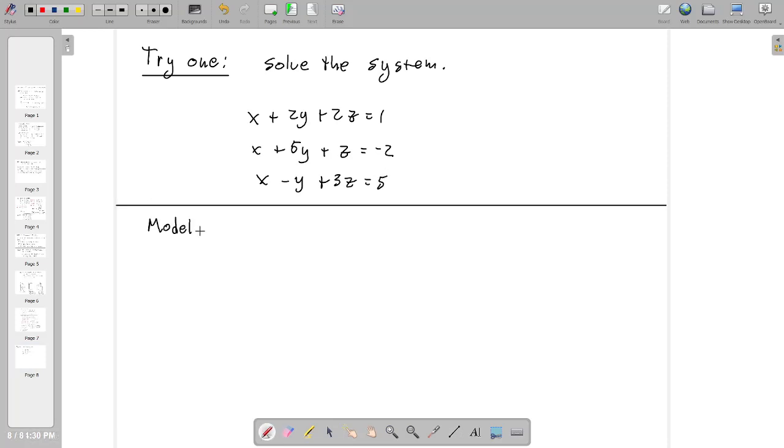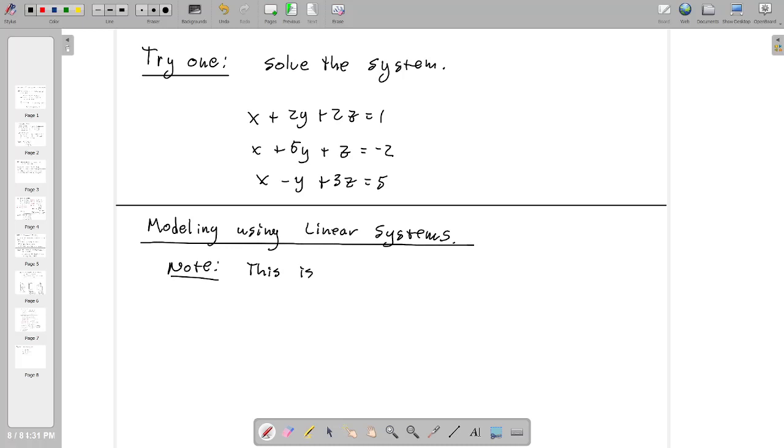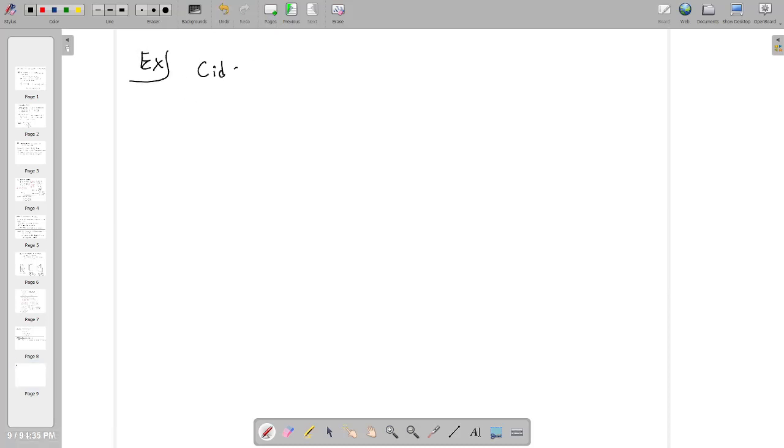All right, the next thing I want to talk about is modeling using linear systems. Note, this is an extension of modeling with two variables. Last section we talked about modeling with two variables. This is just an extension of that, that's all. Let's go ahead and do an example.